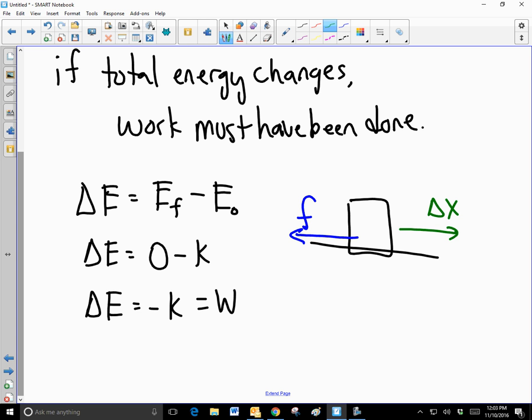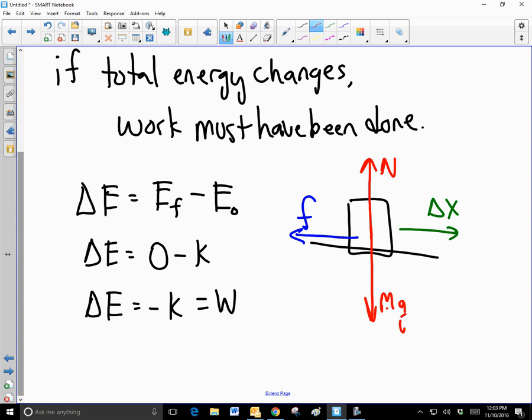Are there other forces acting on this box other than friction? No. Well, mg and N. Normal force and mg. Are those doing work on our system? No. Why not? It doesn't move that way. They're perpendicular to the displacement vector.